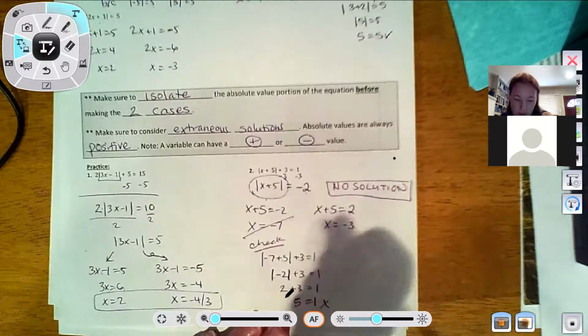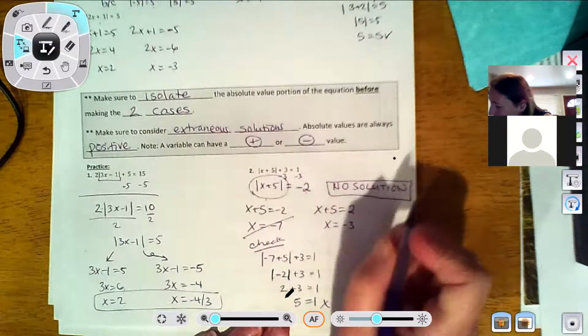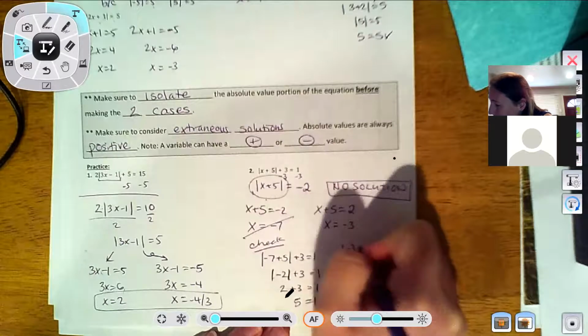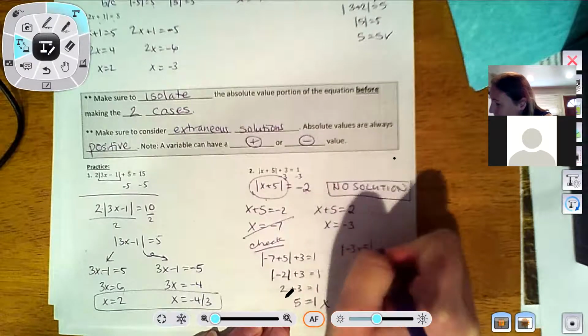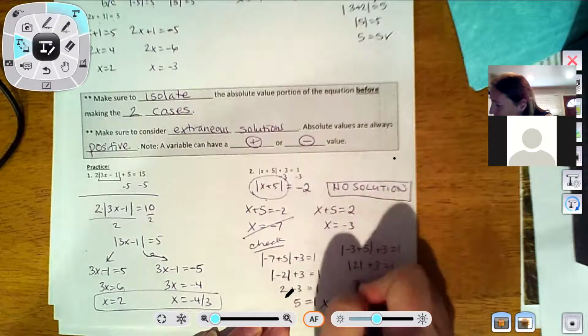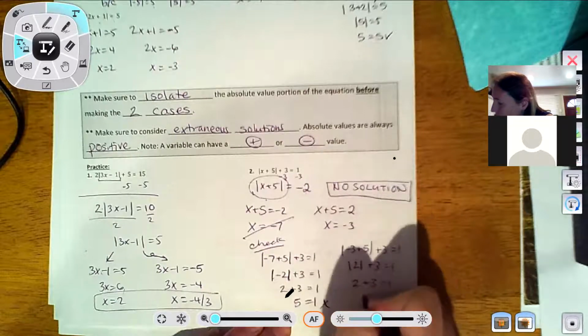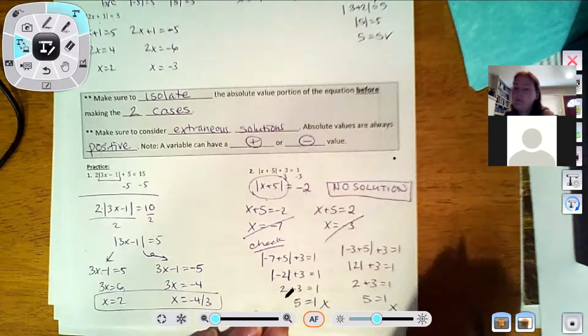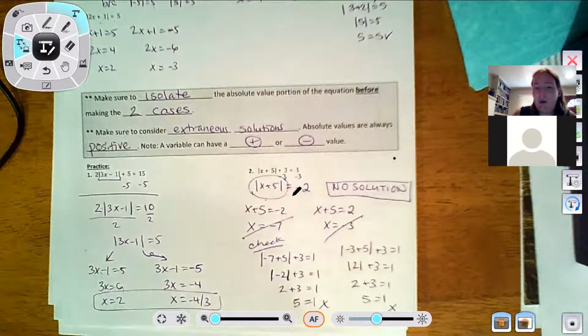And with the -3, we also end up with a false statement. So it's quicker, of course, if you realize, oh, I've got an absolute value. It cannot equal a negative. So with absolute values, once it's isolated, I always think about, is it even possible? And if it's possible, then I continue on making my 2 cases and solving.